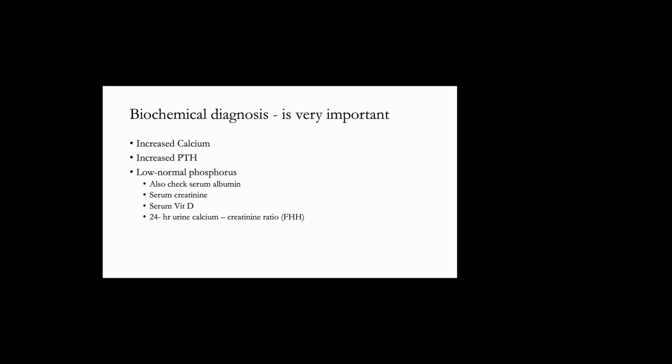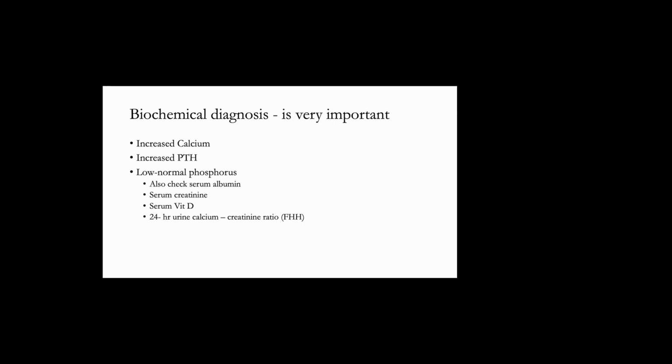So for biochemical diagnosis: increased calcium, increased PTH, low or normal phosphorus. Please also check serum albumin, because we have to use corrected calcium. Please rule out renal disease, check serum creatinine, and rule out secondary causes. Check vitamin D, because sometimes patients with PHPT may have normal calcium because they're vitamin D deficient. So if you correct their vitamin D, the hypercalcemia is unmasked.